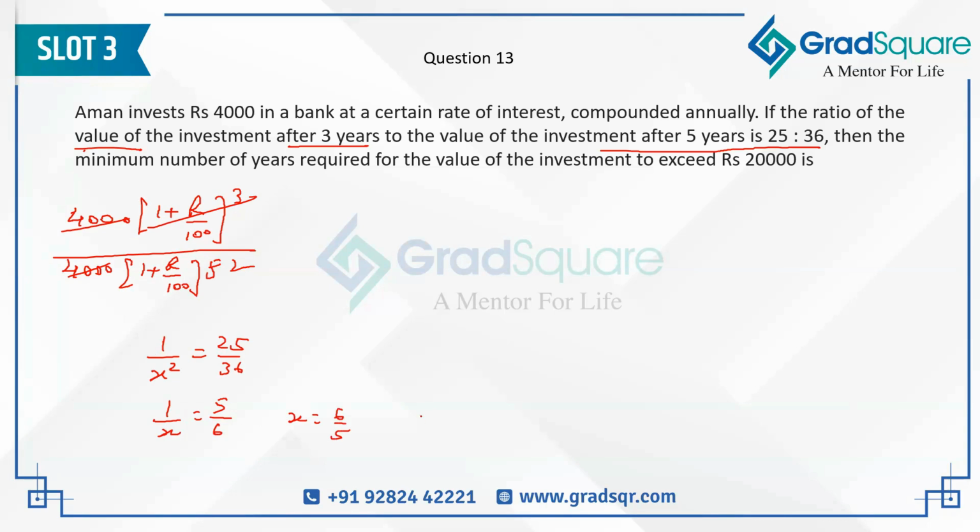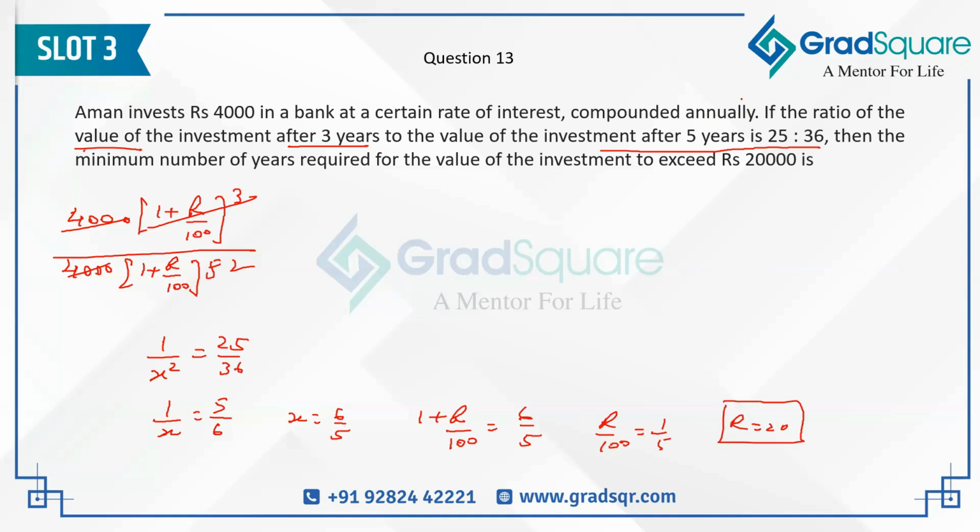What was the value of x? The value of x was 1 plus r by 100. 1 plus r by 100 is turning out to be 6 by 5. Your value of r by 100 is turning out to be equals to 1 by 5, and r will turn out to be equals to 20. So you have 20% as the value of r that we are talking about.